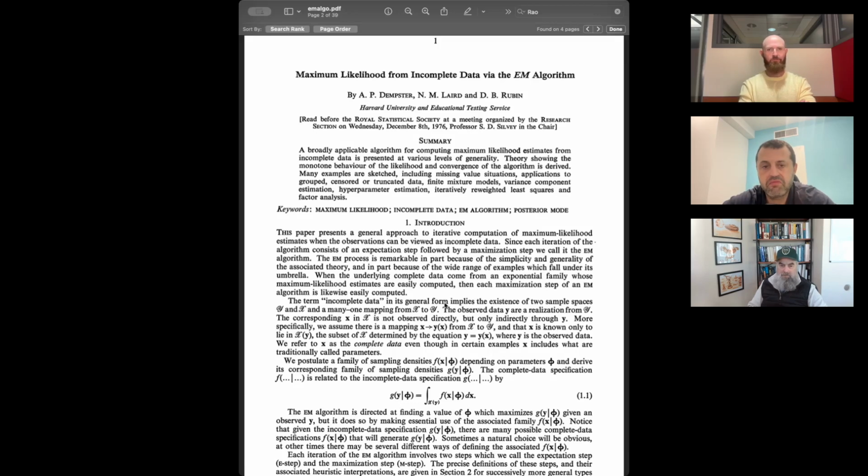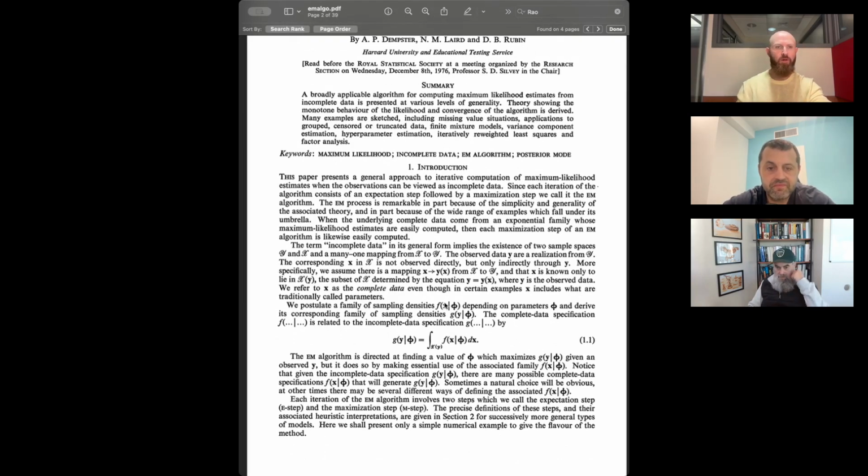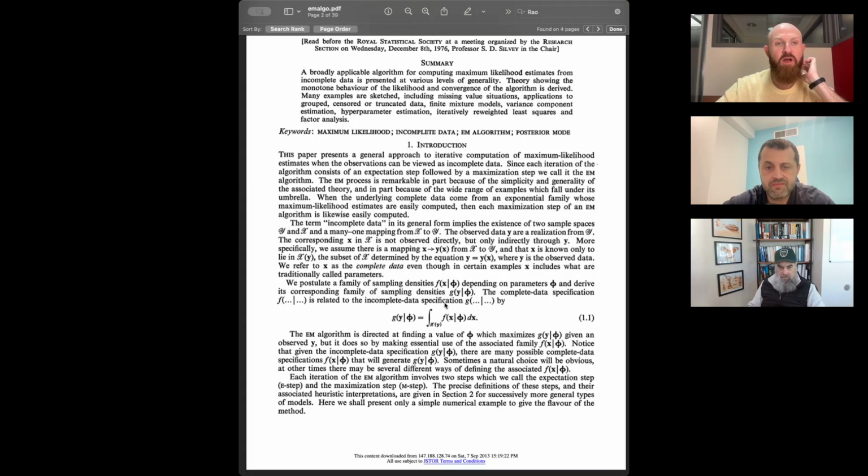Yeah. And I'll read the abstract. A broadly applicable algorithm for computing maximum likelihood estimates from incomplete data is presented at various levels of generality. Theory showing the monotone behavior of the likelihood and convergence of the algorithm is derived. Many examples are sketched, including missing value situations, applications to grouped, censored, or truncated data, finite mixture models, variance component estimation, hyperparameter estimation, iteratively reweighted least squares, and factor analysis.